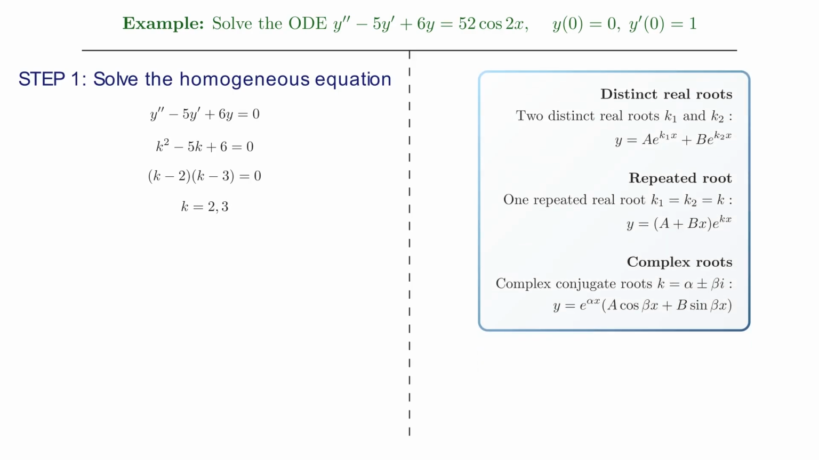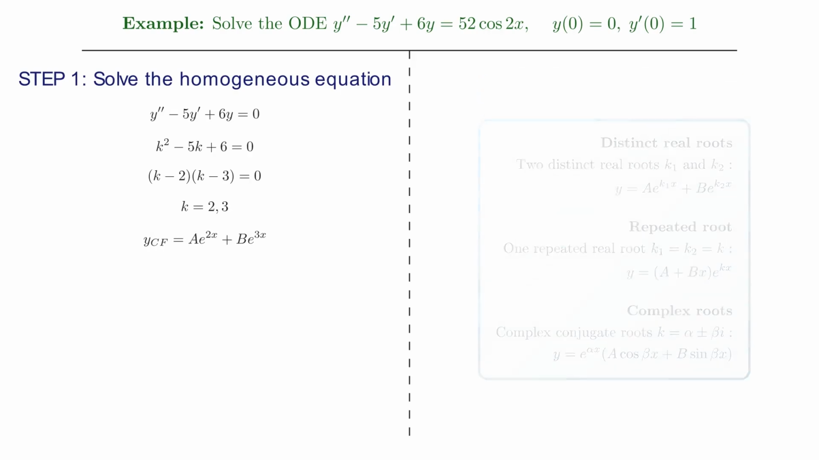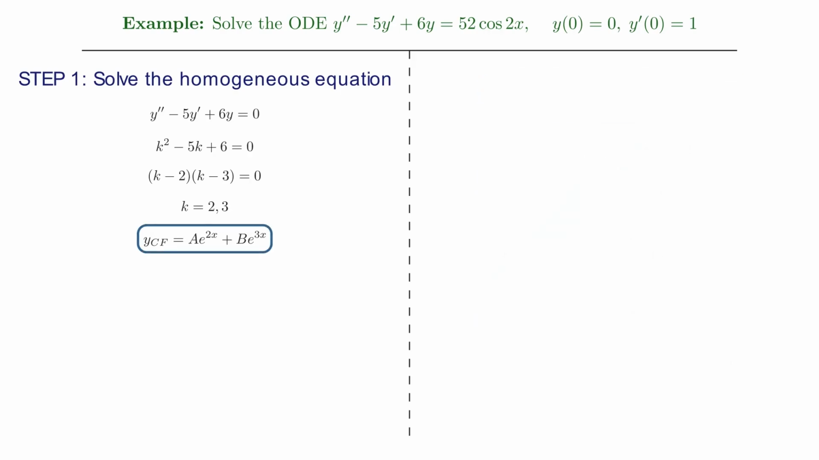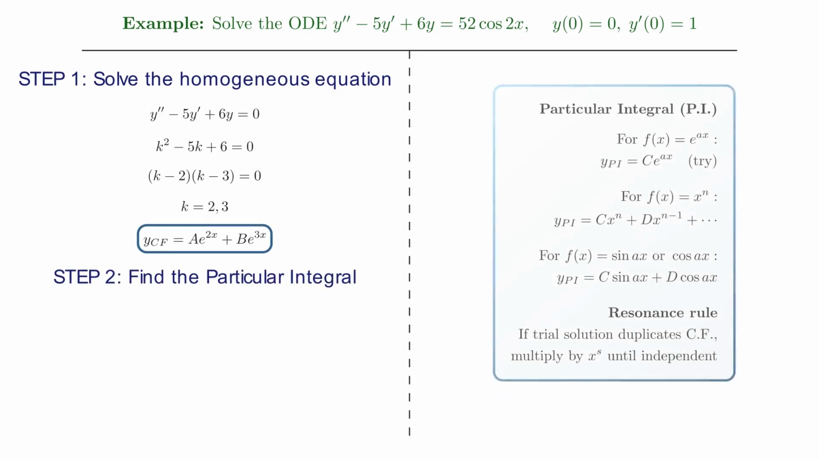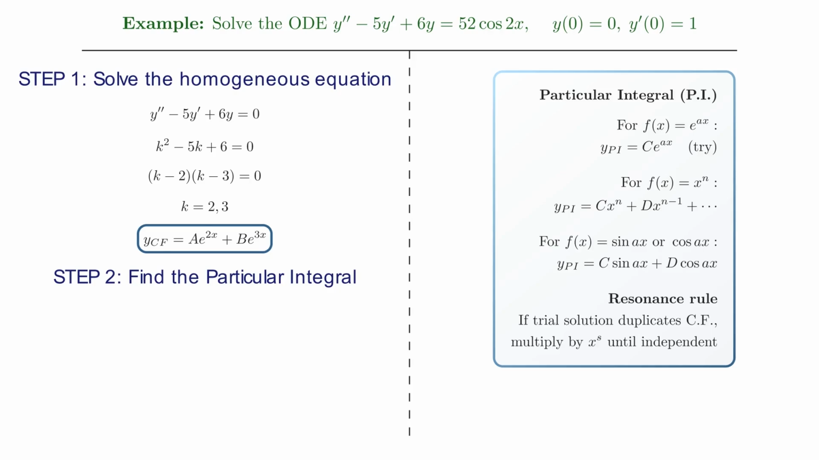So using the table, we can see that we've got two distinct real roots. Therefore, the complementary function is y = a e^(2x) + b e^(3x). The next step is that we need to find the particular integral that will give us that function on the right-hand side of our original differential equation. So we need to find a function which is of the same form as that right-hand side.